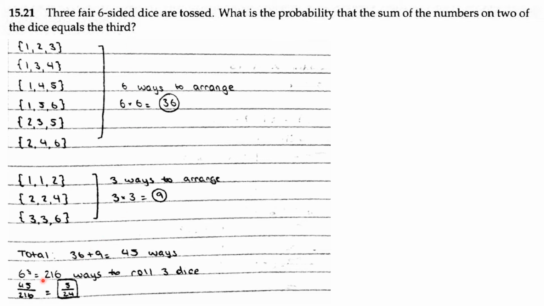And in total, there's 6 to the power of 3, which is 216 ways to roll 3 dice to get anything. So 45 over 216 is equal to 5 over 24, so that's the probability.